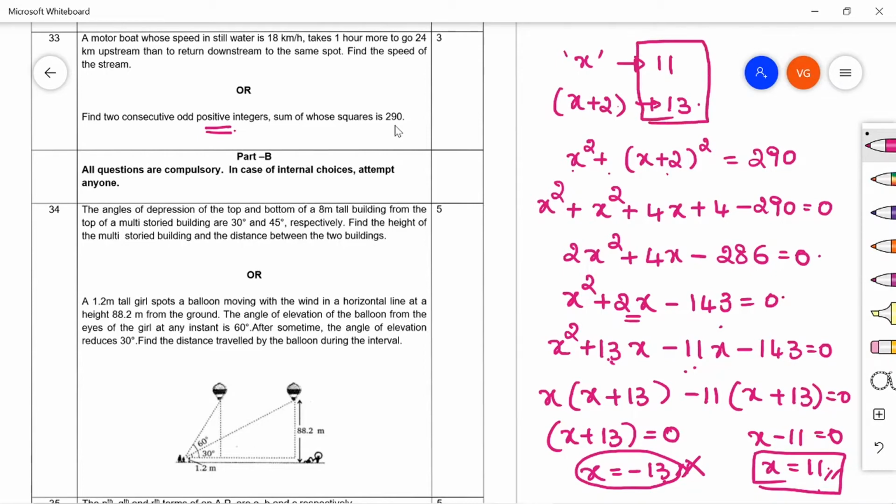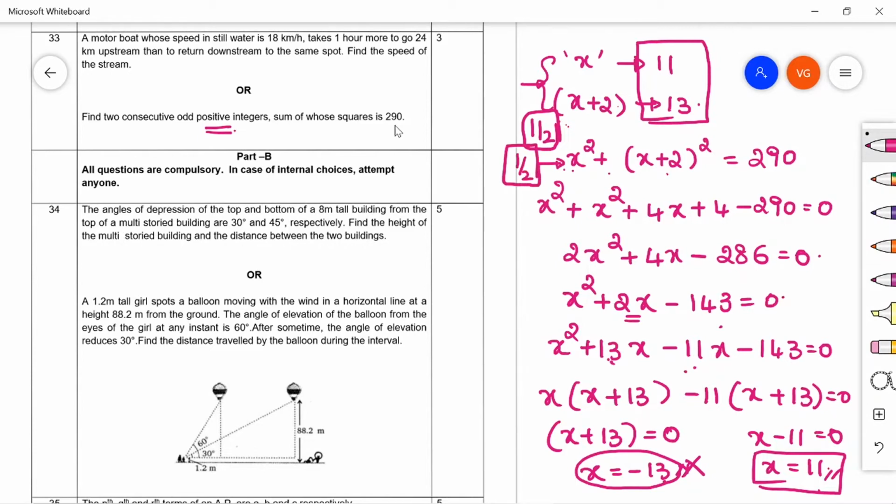So now I'll explain the marking criteria. If you write down the sentences here, that is, let us consider the first positive integer be x and the second positive integer be x plus 2, here itself you will get half mark for the given data. So don't forget to write down the given data. So putting the given condition in equation form, another half mark you will get.